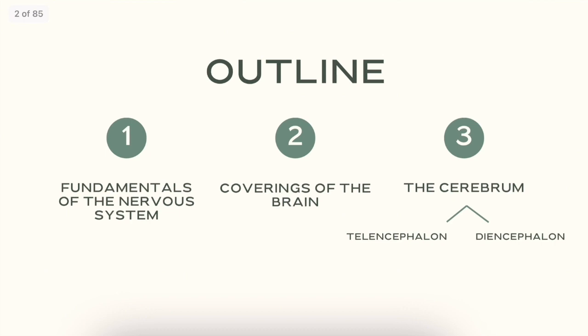So this is going to be our outline for this topic. We're going to start with the fundamentals of the nervous system. We're going to proceed to the coverings of the brain, and finally we'll talk about the cerebrum, which is divided into our telencephalon and diencephalon.